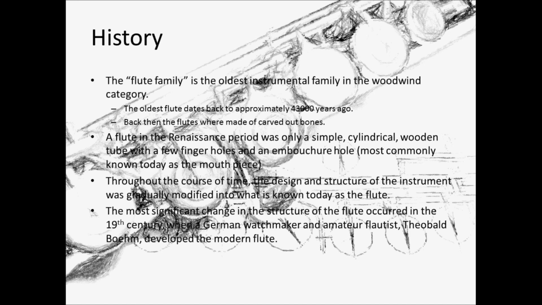The history. The flute family is the oldest instrumental family in the woodwind category. The oldest flute dates back to approximately 43,000 years ago, and back then the flutes were made of carved out bones. A flute in the Renaissance period was only a simple cylindrical wooden tube with a few finger holes and an embouchure hole, which is most commonly known today as the mouthpiece.